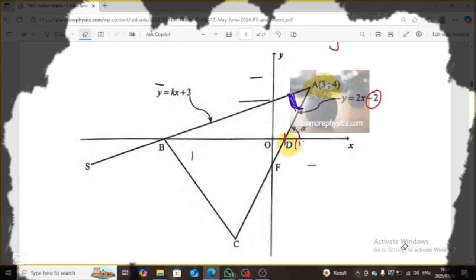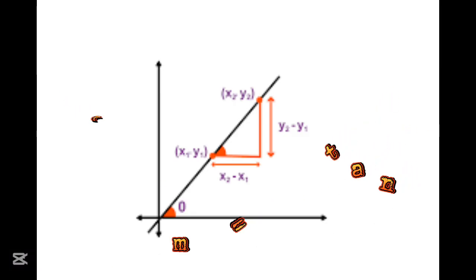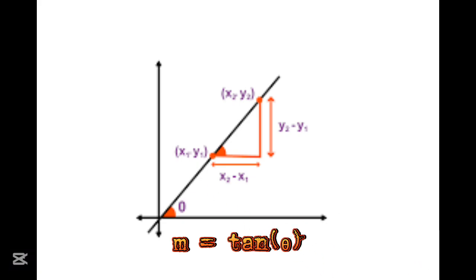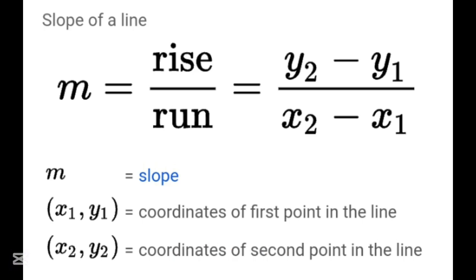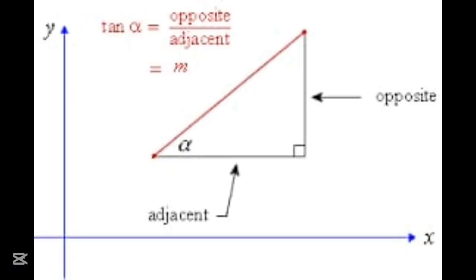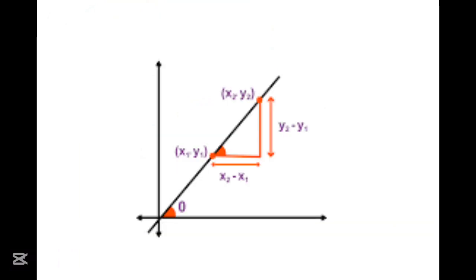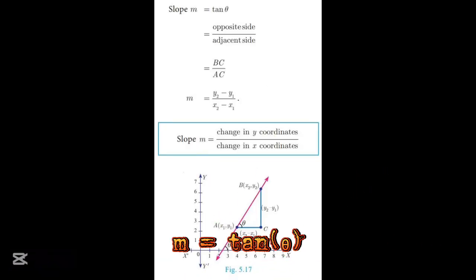Before we answer this question, let's try to understand what the angle of inclination is and the derivation of the formula m equals tan theta. Since we know the formula of the gradient is given by rise over run, simply meaning (y2 - y1) over (x2 - x1), and since we also know from trigonometry that tan alpha equals opposite over adjacent, in this case rise over run too, simply meaning (y2 - y1) over (x2 - x1), from this we can conclude that m equals tan theta.